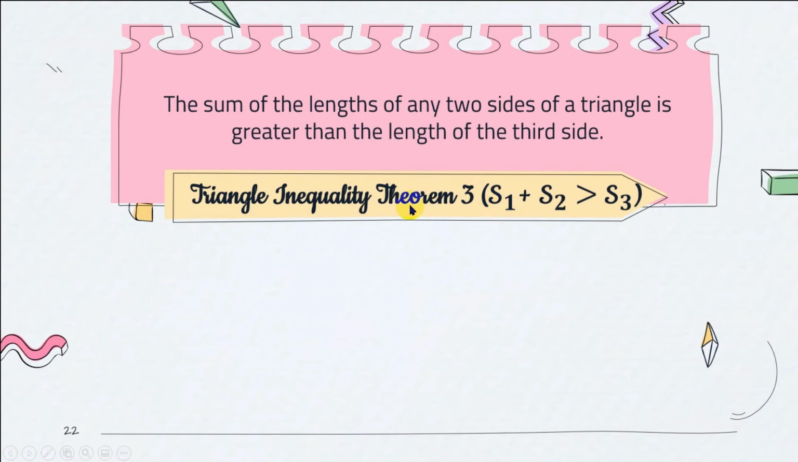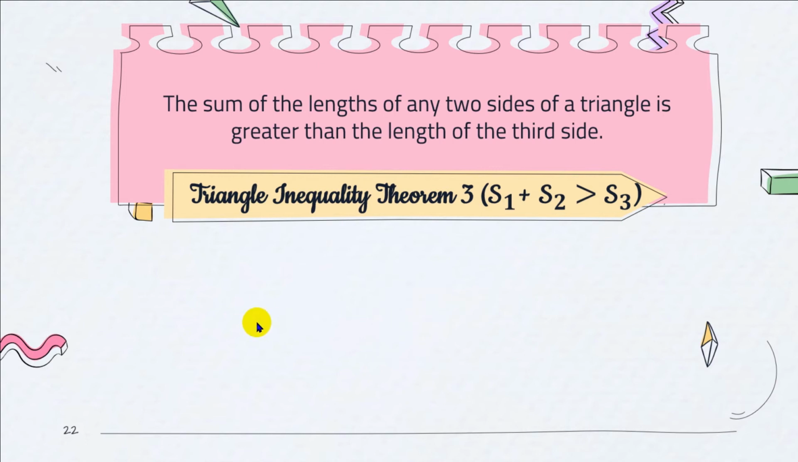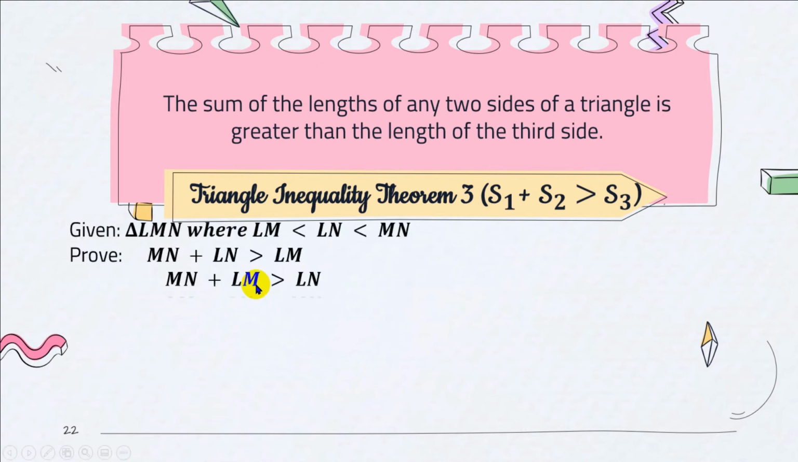Ang ipuprove naman natin ngayon ay ang Triangle Inequality Theorem 3, wherein we have the sum of the two sides must be greater than the third side. Okay? So, the sum of the lengths of any two sides of a triangle is greater than the length of the third side. So, paano nga ba natin ipoprove ang inequality theorem na ito? So, first, syempre, kailangan natin ng given. We have triangle LMN, where side LM is less than side LN, and side LN is less than side MN. So, in other words, yung side MN yung longest, and side LM yung shortest.